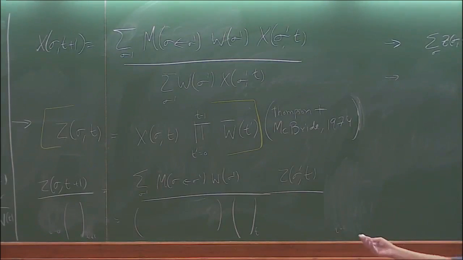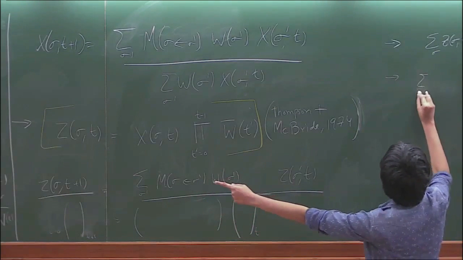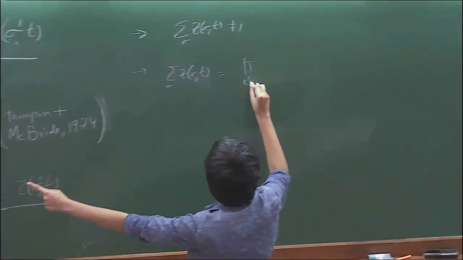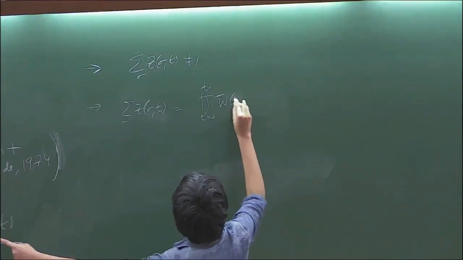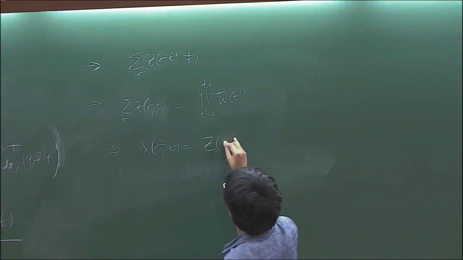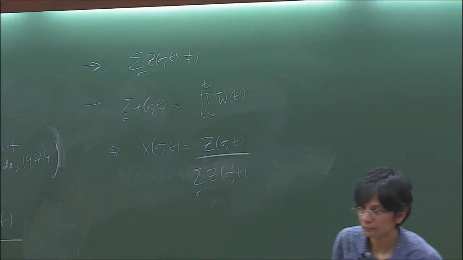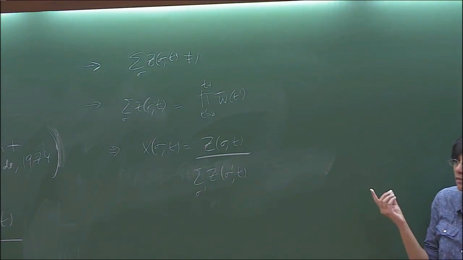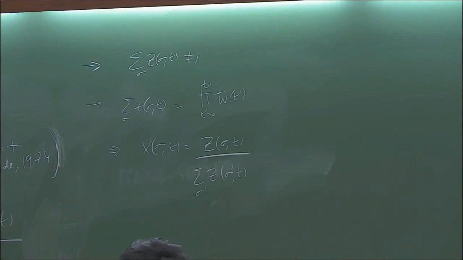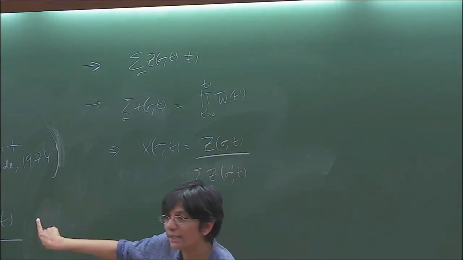And suppose I have solved for z sigma. How do I get x back? If I sum over sigma on both sides, is this okay with everyone? No? Oh, okay. Sorry. Okay, so this much is okay?